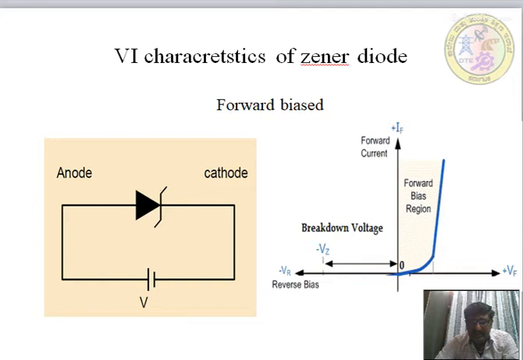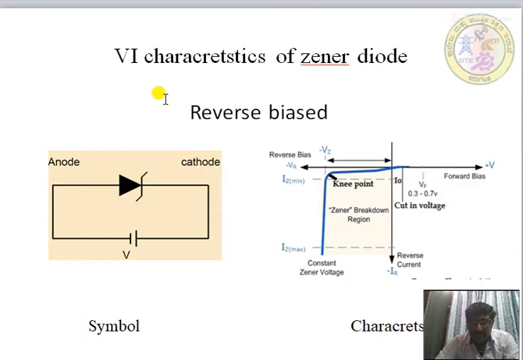Next, these are the VI characteristics of a Zener diode, in forward bias and reverse bias. Forward bias means the positive terminal of the voltage source is connected to the anode, and the negative terminal is connected to the cathode. This is the forward bias region. This is the sharp curve, and this is the knee voltage, with forward voltage versus forward current. This is the breakdown voltage, minus Vz. For forward bias the breakdown voltage is 0, and this is the reverse bias current. So this is the VI characteristics of a Zener diode.